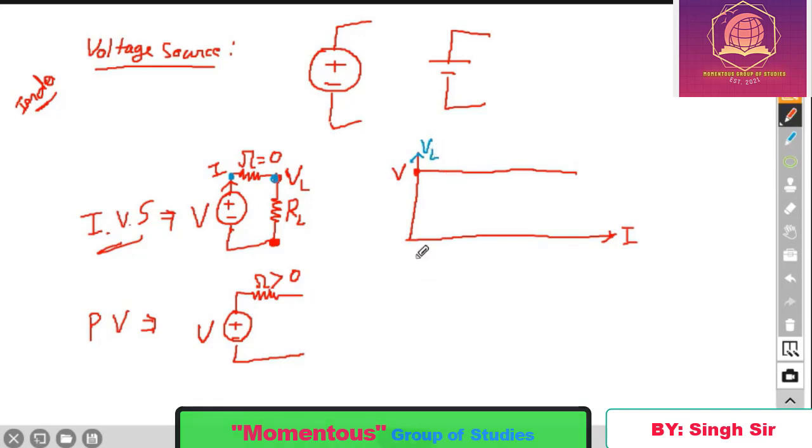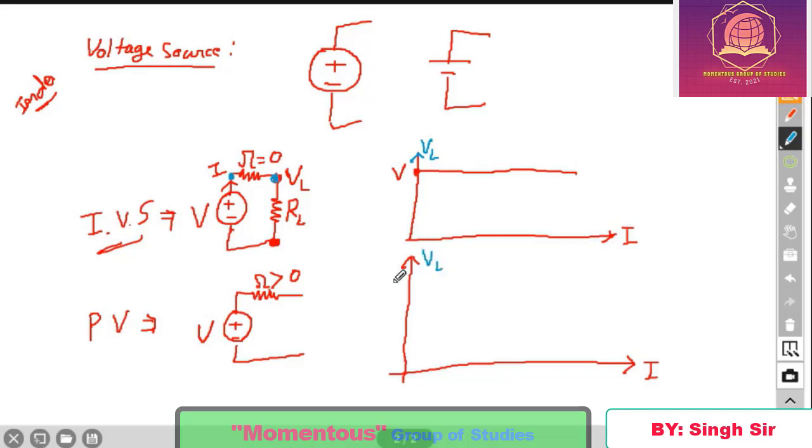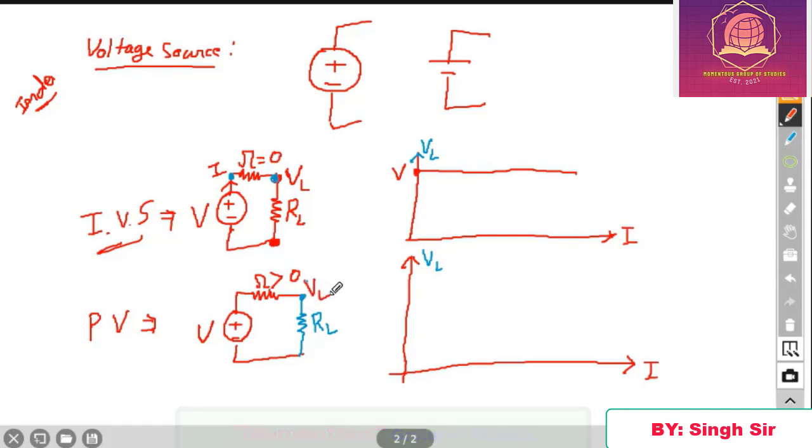Now let's take the practical condition. In the practical condition, if I connect some load RL across it, what will be your VL? What will be your VL? If I write this as VL, because of this battery there will be some current.